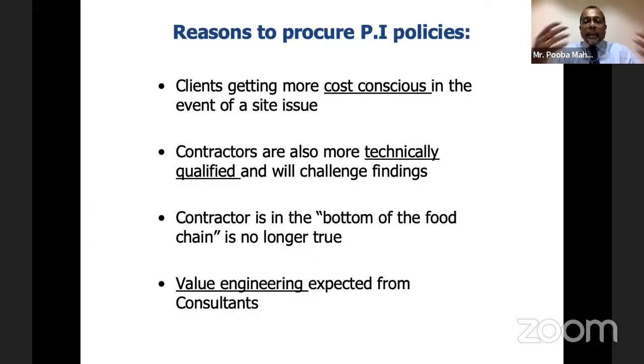You need to also enhance your team members and also have the PI coverage to protect yourself. The idea that the contractor is in the bottom of the food chain is no longer true. I don't know, Mr. Alok, what is the situation in India? Are contractors at the bottom of the food chain?